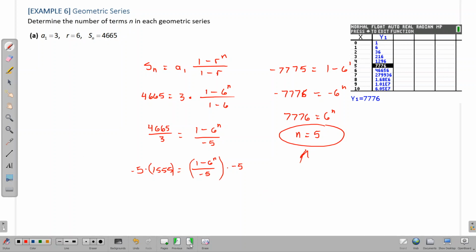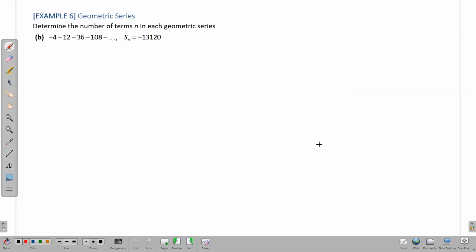All right, just to make sure we have that process, let's do it one more time. We're given different information here. Let's write down what we know. We know a1 is equal to negative 4. We can find r by dividing 2 consecutive terms, so negative 12 over negative 4 is positive 3. 2 negatives cancel. And that's all we know. So then let's rewrite the S sub n formula.